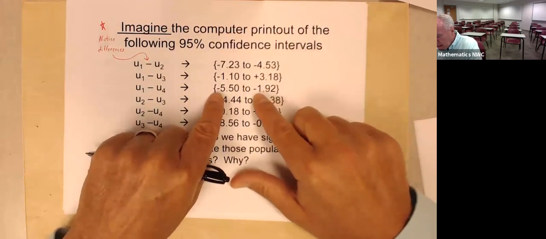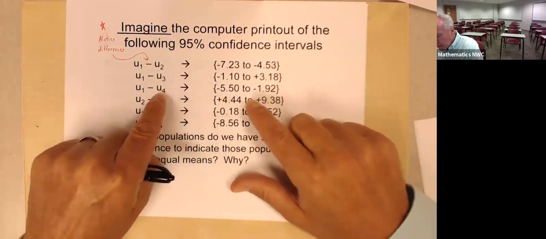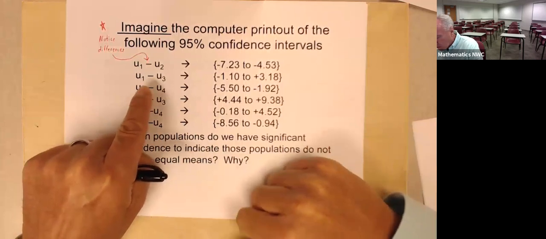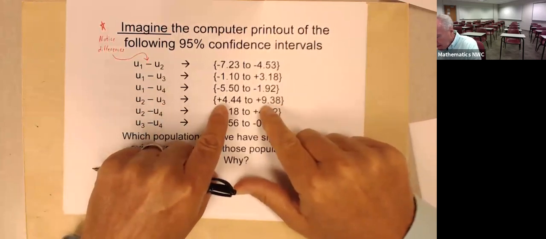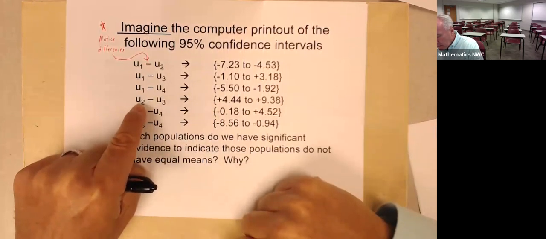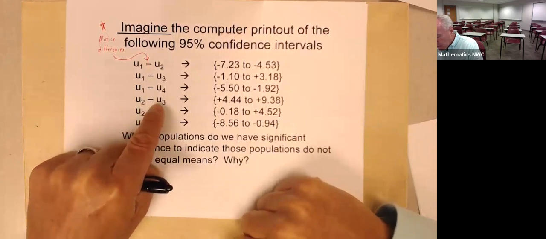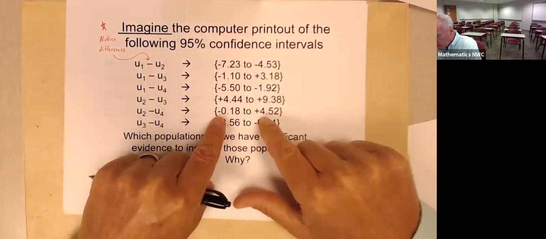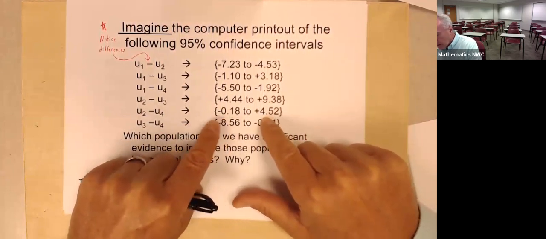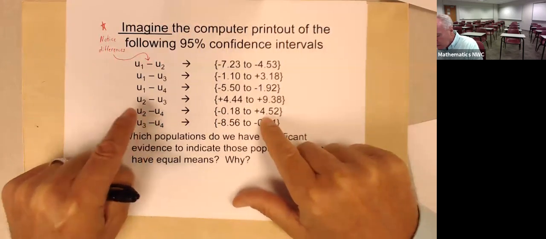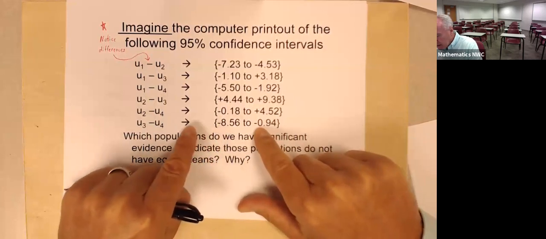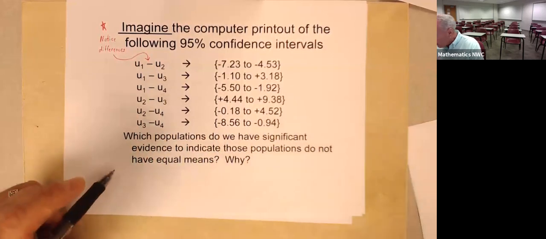This one is entirely negative. So I am 95% sure that the mean from population 4 is bigger than the mean from population 1. This one's entirely positive. That means I'm 95% sure that the mean from population 2 is bigger than the mean from population 3. This one goes negative to positive, means I'm not sure, could be 0, could be negative, could be positive. Either one could be larger, or they could be equal to each other. This one's entirely negative, so I know that 4 is larger than 3.